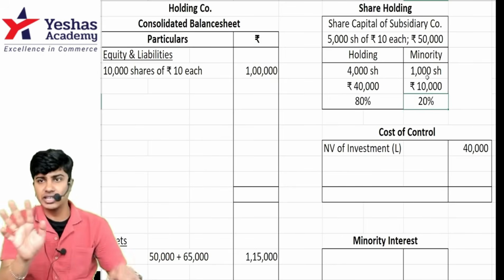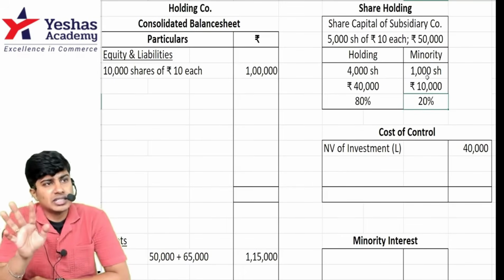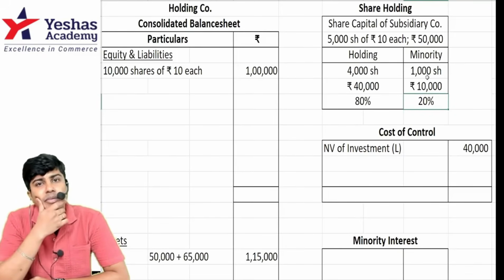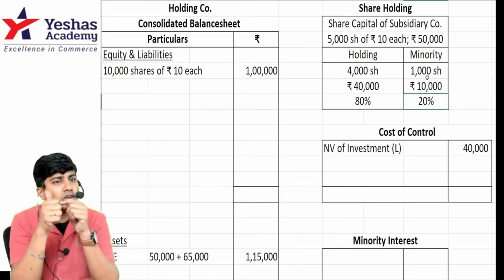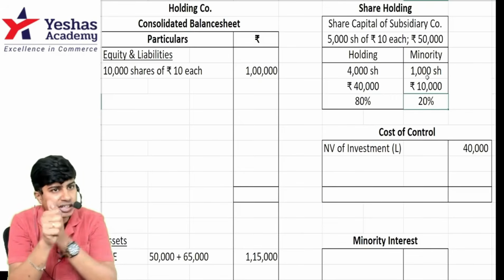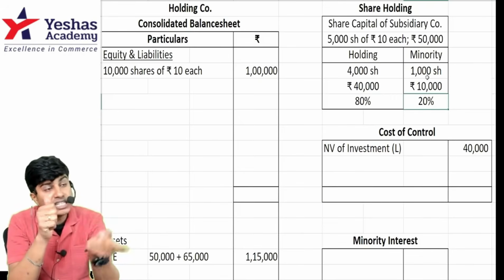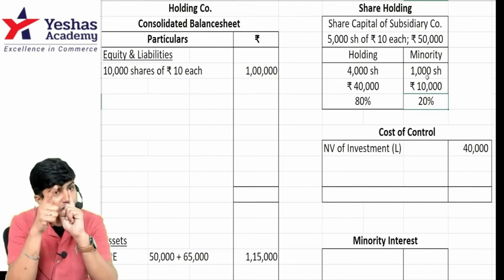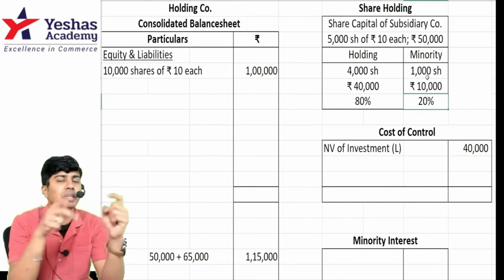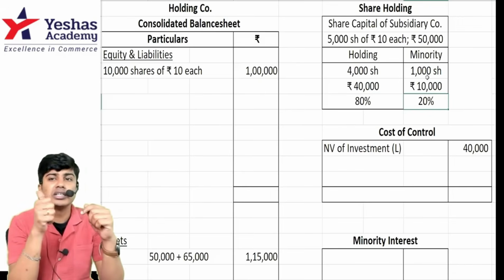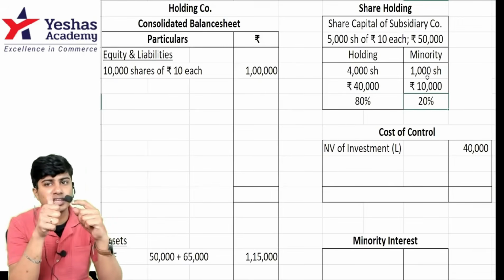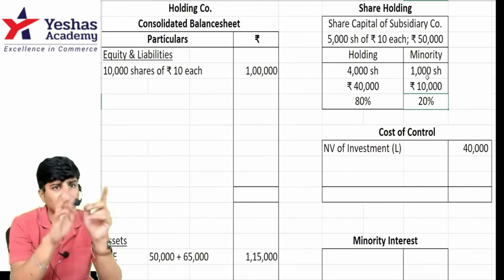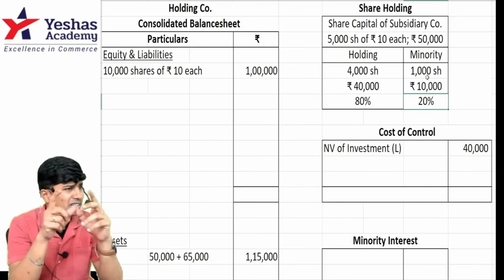No. The reason is minority interest will include share capital, but not only share capital. Minority interest is minority's share in share capital, minority's share in pre-acquisition reserve, minority's share in post-acquisition reserve. Repeat. What is minority interest? Minority interest is formed of three things. One, share capital, pre-acquisition, post, everything to the extent of minority interest percentage.